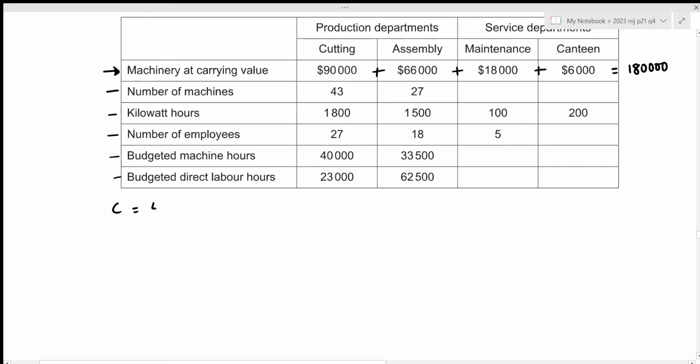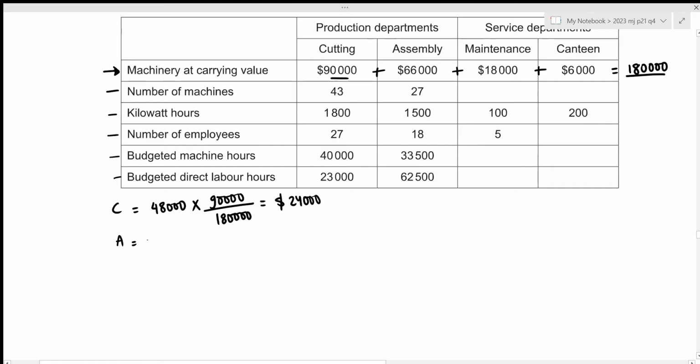We start with our total of 48,000. And out of the total machinery value of 180,000, 90,000 belongs to cutting department. So we're just going to utilize this fraction. So that will be times 90,000 out of the total of 180,000. And this gives the depreciation of machinery towards our cutting department to have the value of 24,000. We now repeat the same process for the remaining 3 departments.